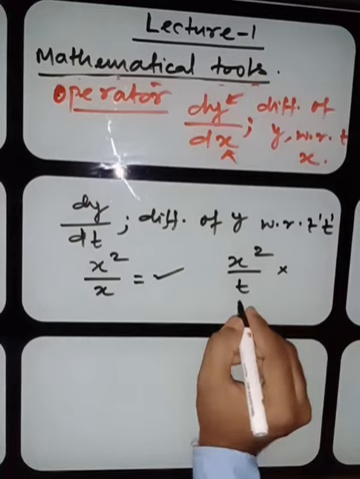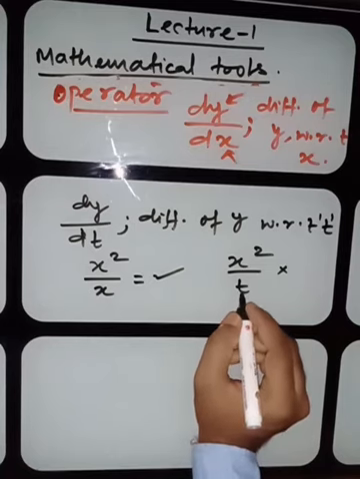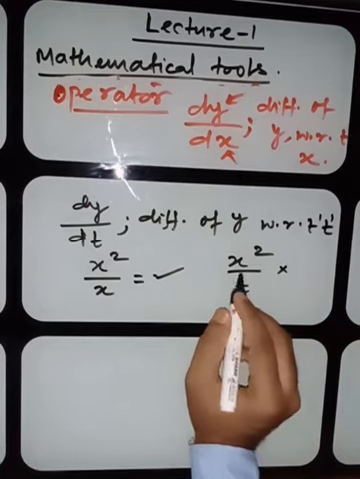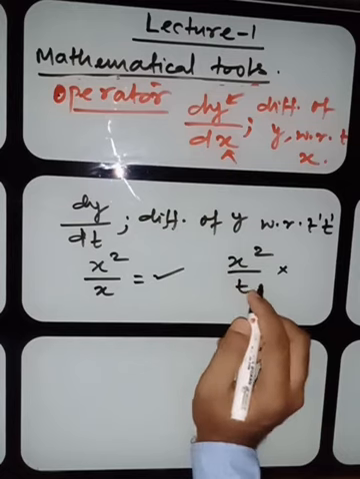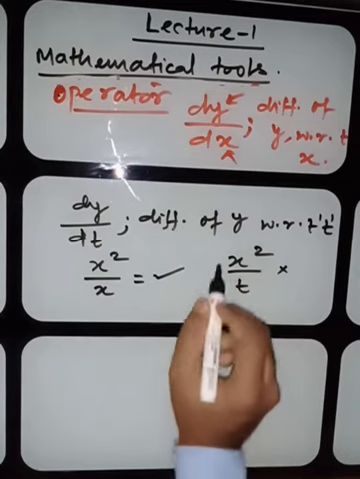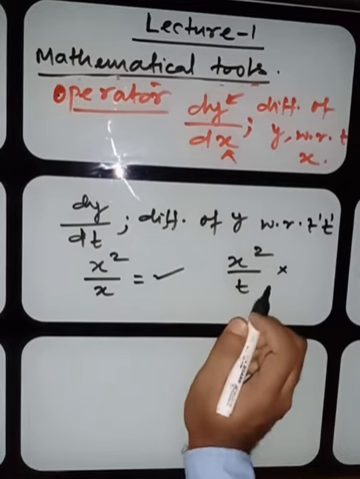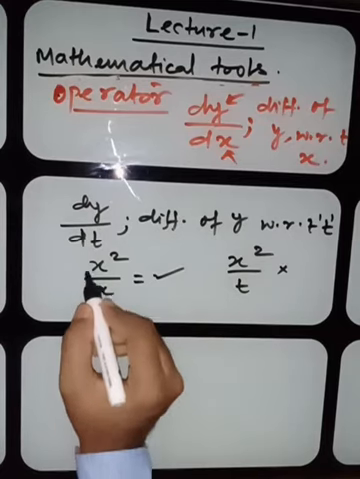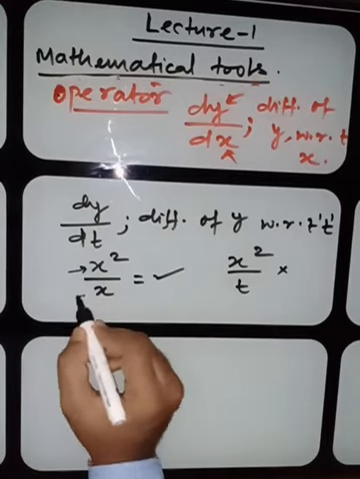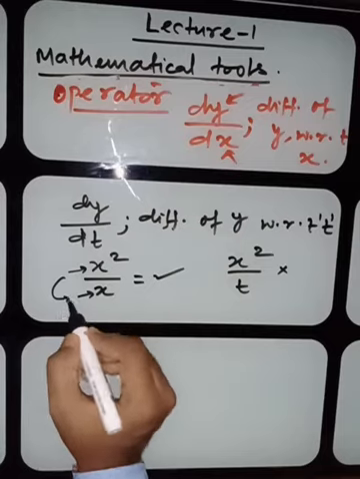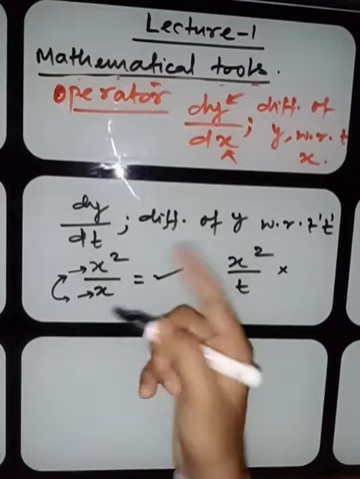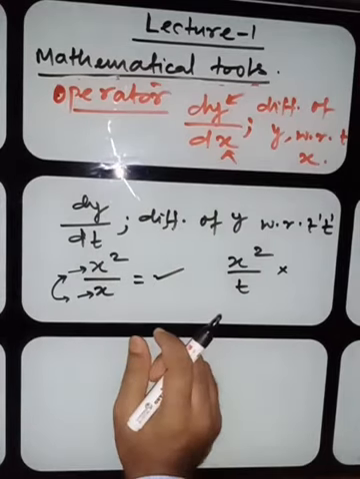Rather, you have a relation between this t and x; you cannot find the value of x square by t. So for differentiation, this x and this x should have the same function if you want to represent a relation or the differentiation.